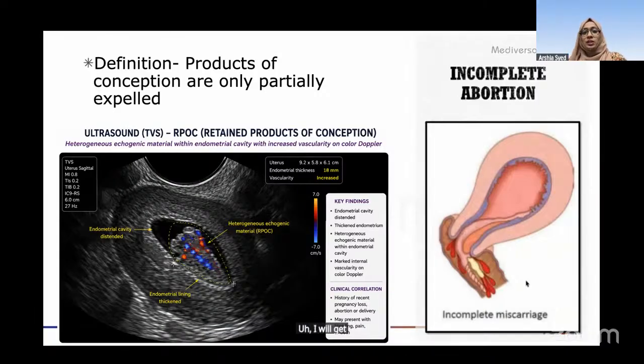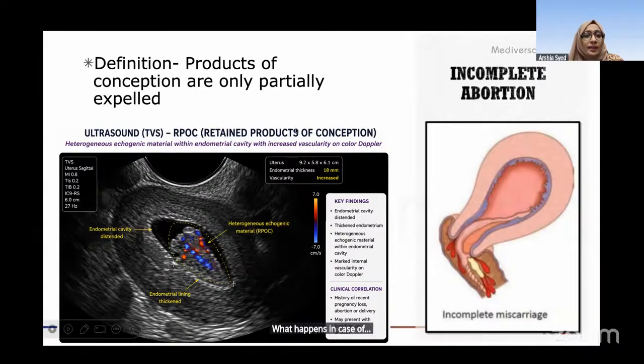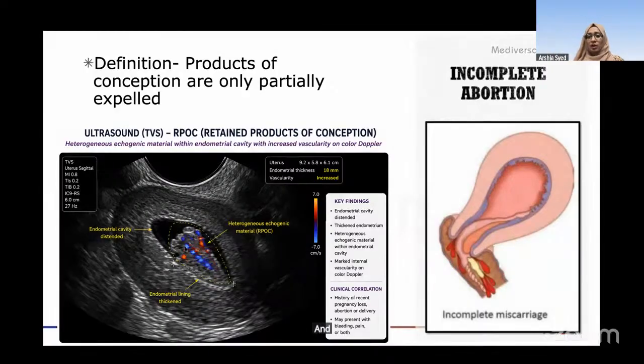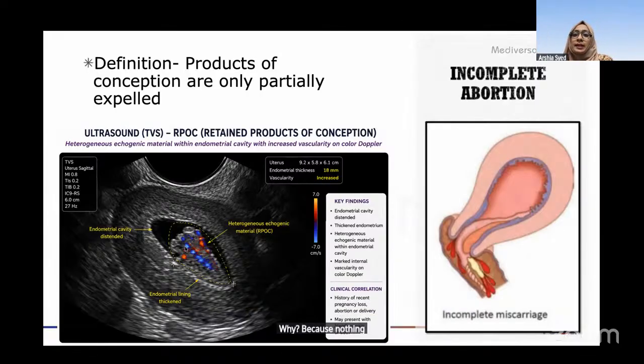I will get to the difference between incomplete and inevitable abortion. What happens in case of incomplete abortion? The process has started, but it has not been completed. In inevitable abortion, everything has come off. In incomplete, something remains and something has been expelled. That is why in case of an inevitable abortion, the patient will suddenly have severe pain and a huge gush of bleed. Along with that, the products of conception also get expelled. After that, the bleeding and the pain stop. Why? Because nothing remains inside.